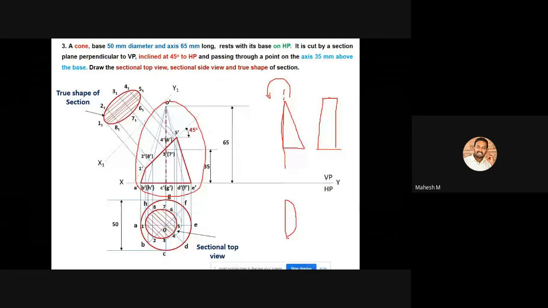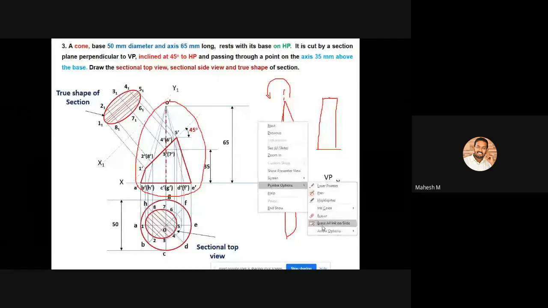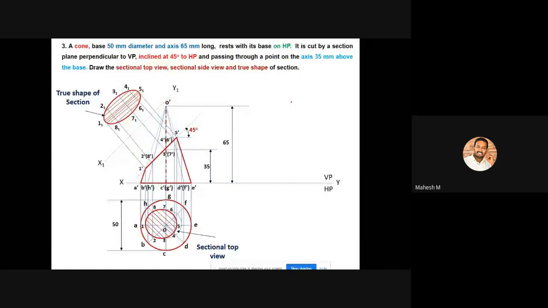Similarly, if you are creating a section plane parallel to the reference line, please consider this one as a pyramid. It is not a cone, it is a square pyramid. Please consider this front view as a square pyramid. I'm going to cut this square pyramid with the help of a section plane parallel to the reference line. So this section plane is parallel to this reference line. If it is parallel, I'm going to remove the top portion. Then this particular structure will be called a frustum.